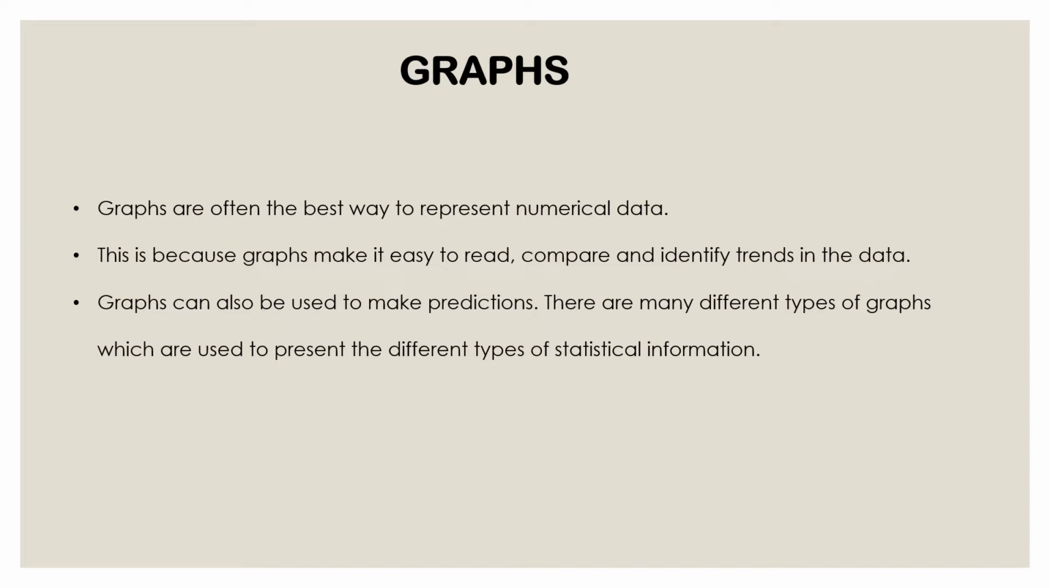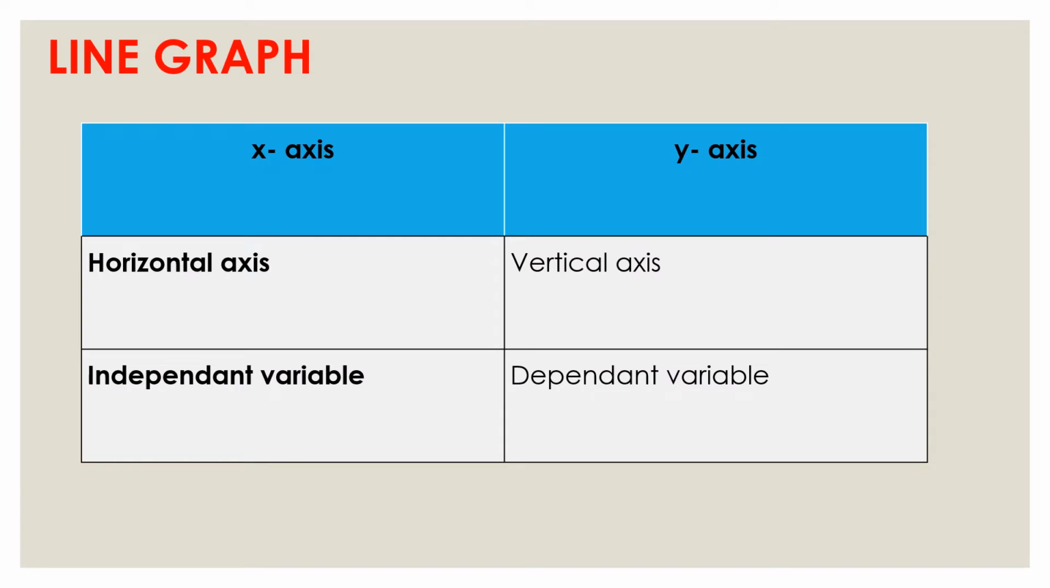There are several types of graphs which can be used to determine different kinds of information. But in chemistry, we mostly rely on line graphs. In a line graph, there are two very important components, an x-axis and a y-axis. The horizontal axis will always be the independent variable, which is our x-axis, while the vertical axis, that's our y-axis, will always have our dependent variable.